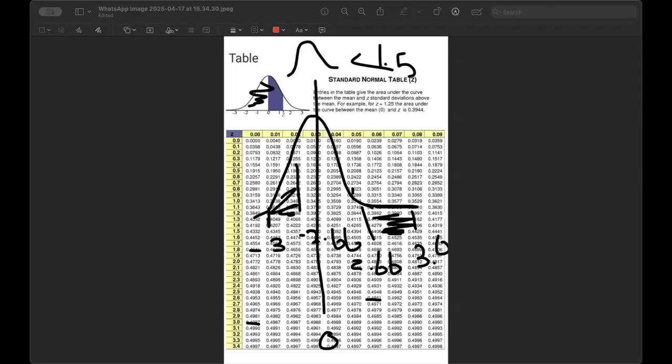Yes. You couldn't find it, right? 0.3749, yeah. That is from 0 to 1.15. To this we have to add 0.5, because of the area of the negative part on the left-hand side. Then the total probability will be 0.8747.